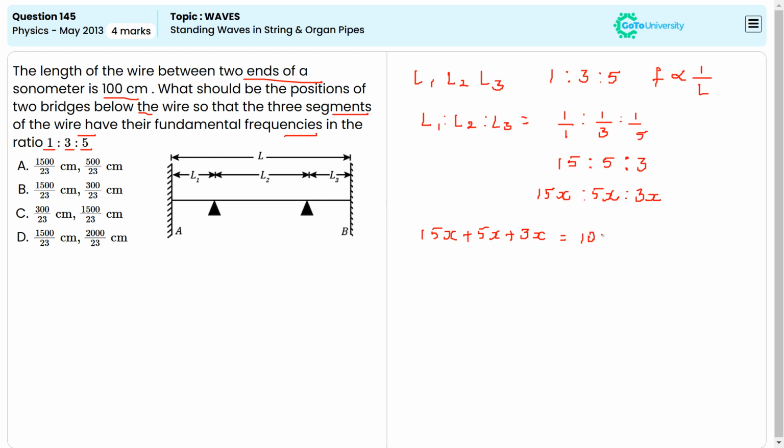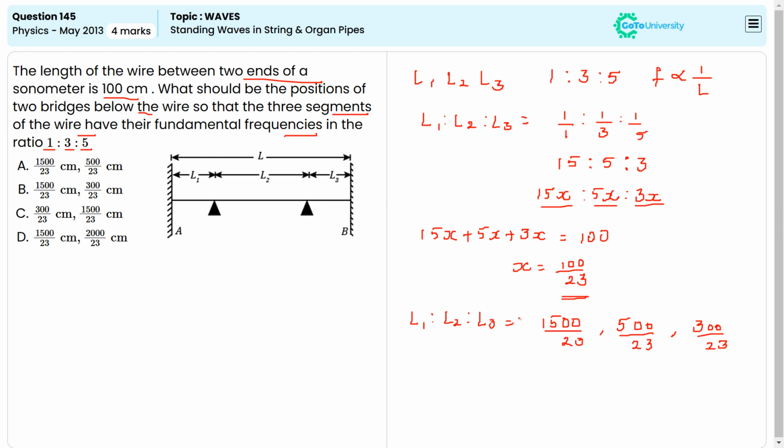The total distance is equal to 100. Then x is equal to 100/23. This is the x value. If I substitute this x value in this original ratio 15, 5 and 3, I get L1 is to L2 is to L3 is equal to 15 into 100, that is 1500 divided by 23. And second one is 5 into 100, that is 500 divided by 23. And third one is 3 into 100, that is 300 divided by 23.